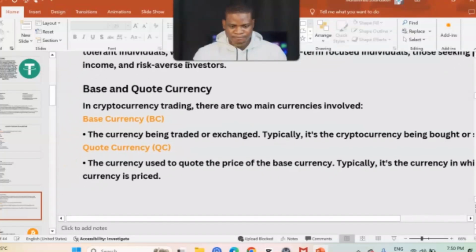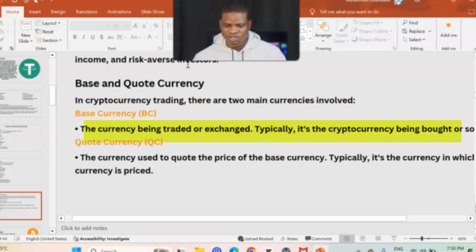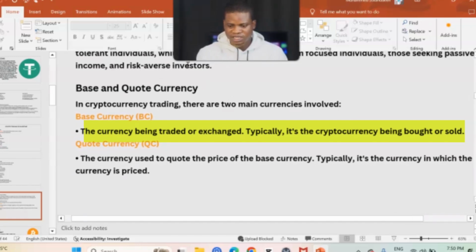In cryptocurrency trading, there are two main currencies involved: the base currency, or the BC, which is the currency being traded or exchanged. Typically, it is the currency being bought or sold. For example, if you want to buy a particular phone in the normal world, you need money to buy the phone, right? So if you want to buy crypto too, you need a particular crypto to buy another crypto. That is what trading is. So you need two currencies. One is the base currency and the other one is the quote currency.